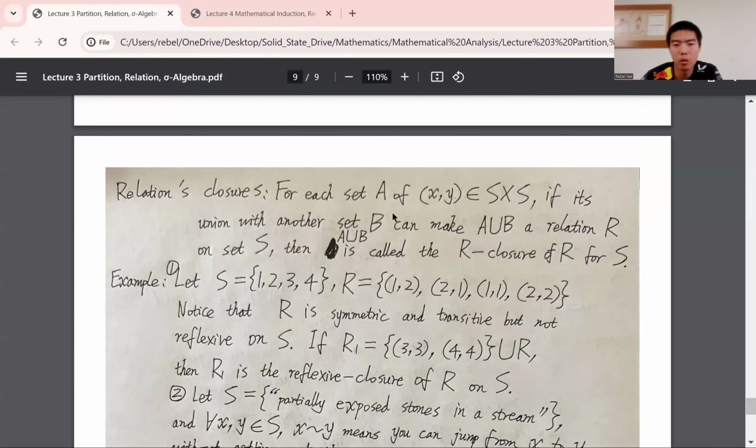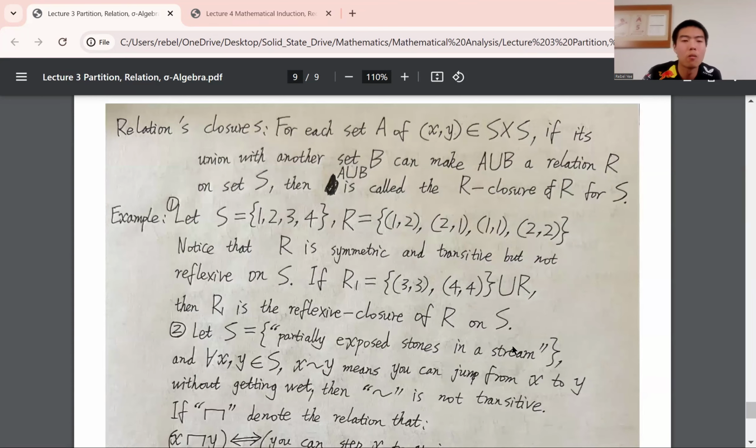Let's see in this example. For all set A of pairs (x, y), consisting of the Cartesian product of set S times S, if it's a union with another set B that makes A union B a relation R on the set S, then A union B, notice that it's A union B, not single A, is called an R closure of R for S. So this might be a little bit confusing, like there are so many R closures of R for S. So what does that mean? Let's see the example below.